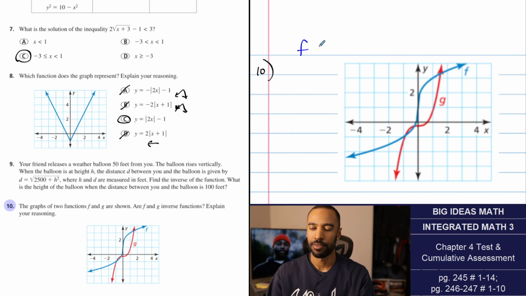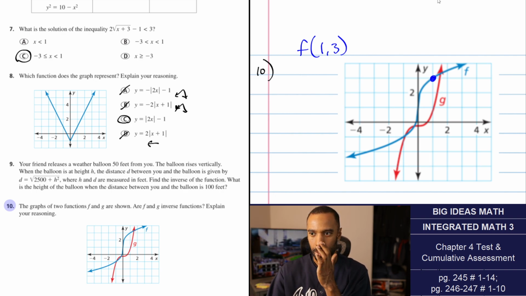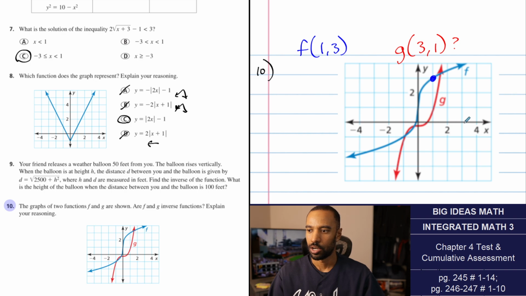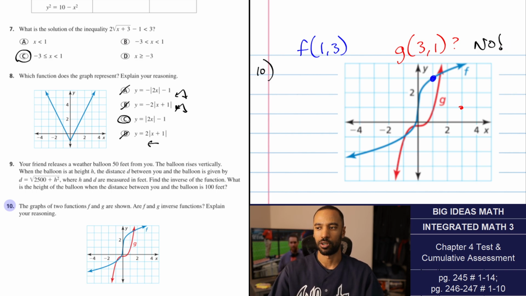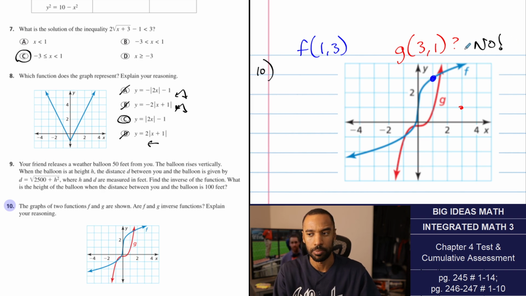So for f, we have a point on this graph, for example, right here, that is (1, 3). Now g should therefore also have a point. Does g have a point that's (3, 1)? Here's 3, here's 1. No, it's not there. The answer is no. So these are not inverses. It just takes one point to show that if the x's and y's don't swap, then they're not inverses.